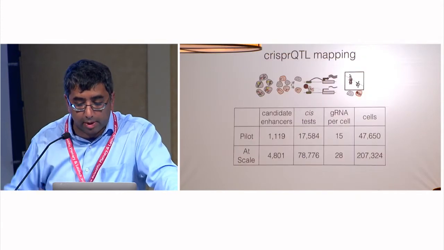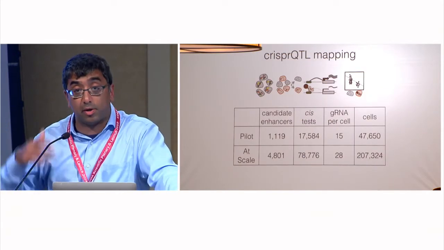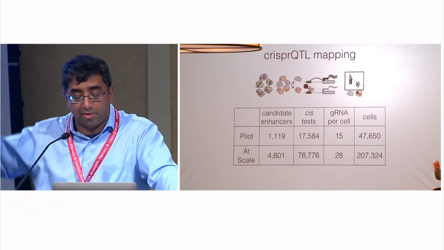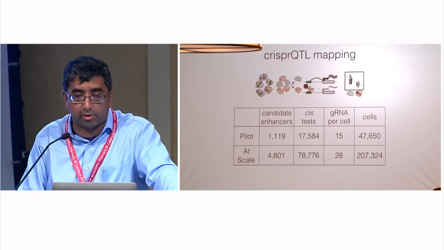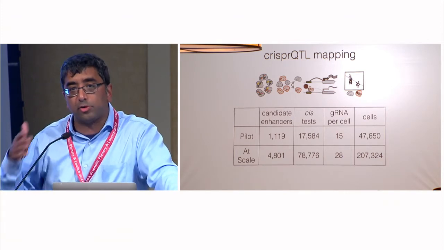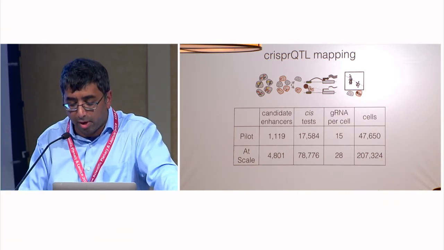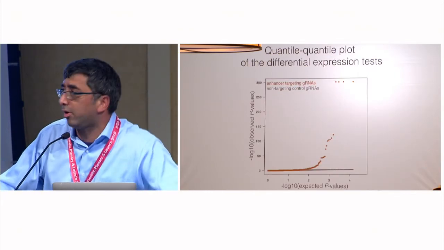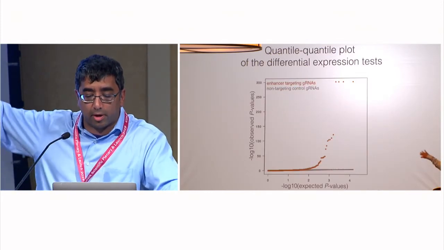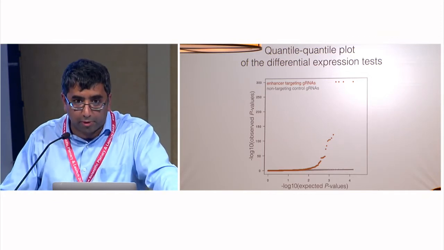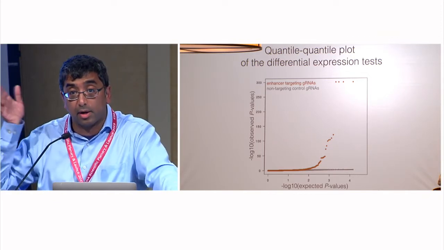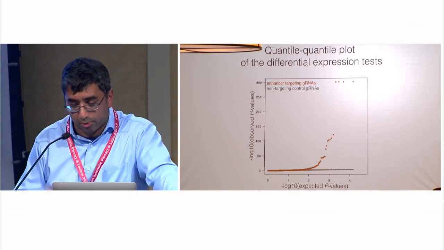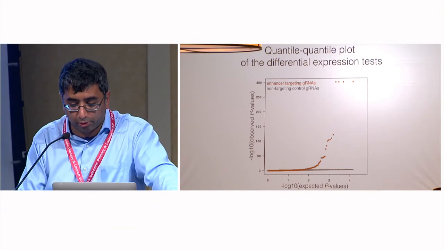So in the proof of concept work here, we functionally perturbed 5,000 enhancers in the K562 cell line, sequencing around 200,000 cells for their transcriptomes, and then performed association tests. Again, we're analyzing this like QTL studies. It's a QQ plot, right, where you can see a gross inflation of significant p-values when we are targeting enhancers as opposed to non-targeting controls.